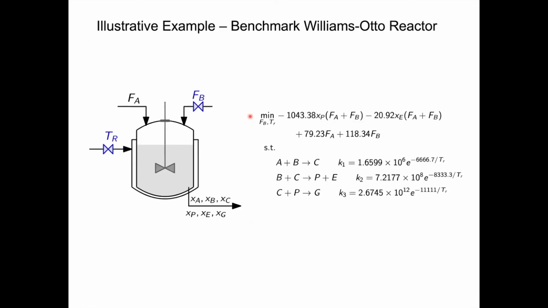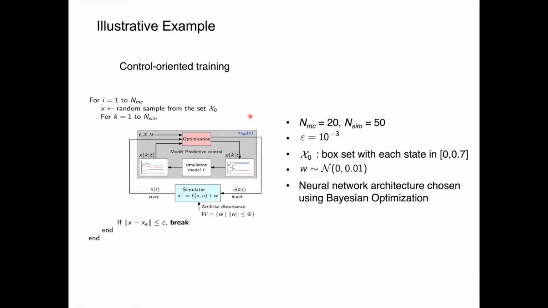The economic MPC problem is set up with a prediction horizon of 60 samples and a sampling time of 1 minute. And the training data set was generated using the control-oriented training with NMC equals 20 samples and NSIM equals 50. The epsilon used here was chosen as 10 to the power minus 3. The set of initial states X naught was chosen to be a box set with each state varying between 0 and 0.7. And the artificial noise W here was chosen to be a normal distribution with zero mean and a standard deviation of 0.01.